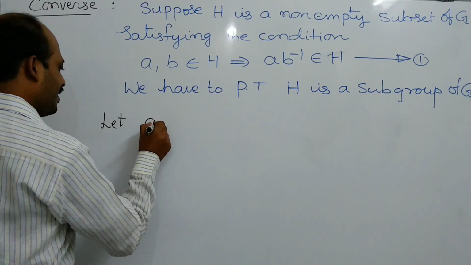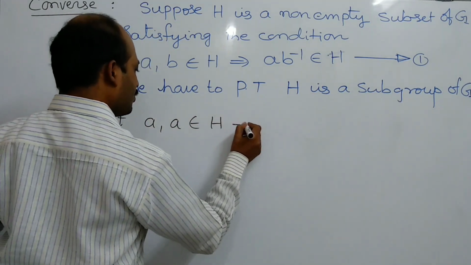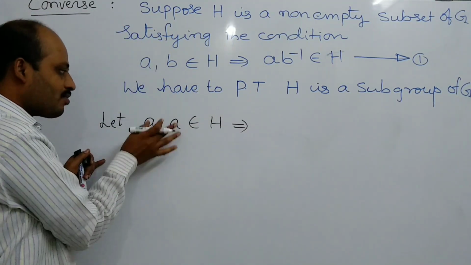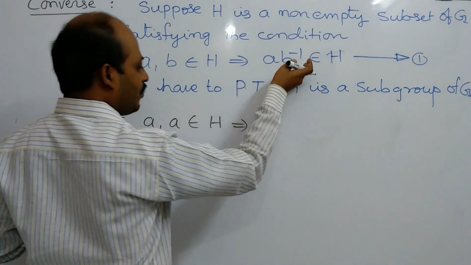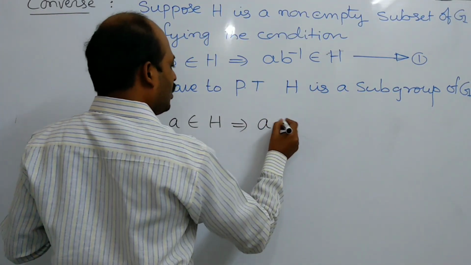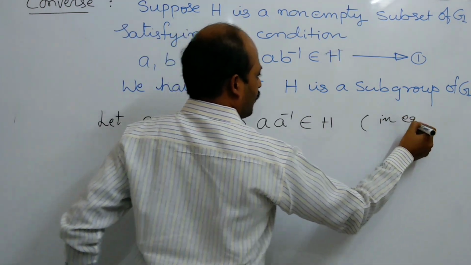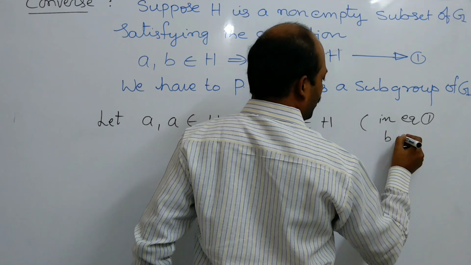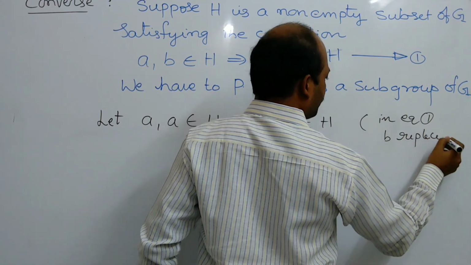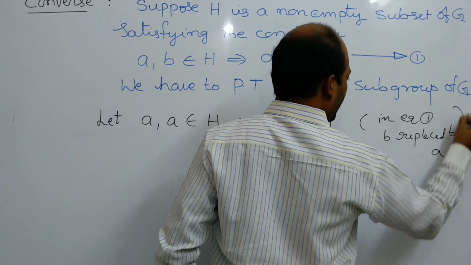Let us take a, a belongs to H. I mean b is also replaced by a. Now from equation 1, a times a inverse belongs to H. In equation 1, b is replaced by a.